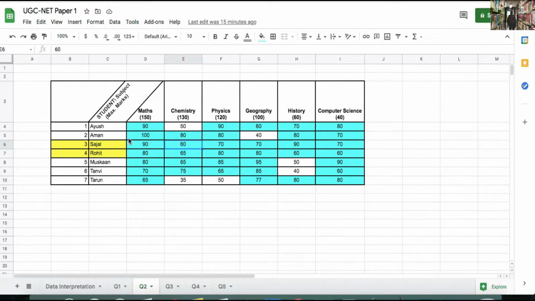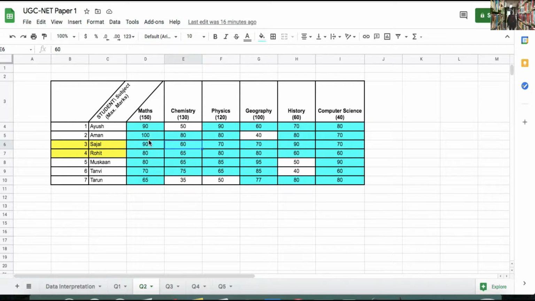Now if you see, Sajal and Rohit are the only two students who have scored more than 60% in all the subjects. If you see Ayush, he got 50 here, Aman 40, Muskan 50 here, Tanvi 40, Tarun 35, 50.